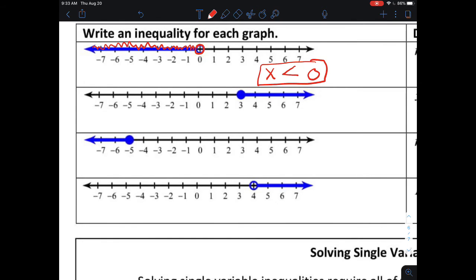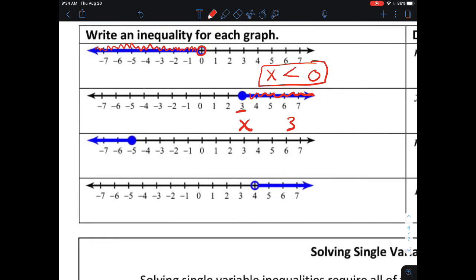Now the one right below it, this time we're starting at 3. 3 is at the very beginning of this number line, and we're shaded to the right. So I'll start with x and 3. The fact that we're shaded to the right means x has to include all numbers larger than 3, so the inequality sign opens towards the x. The solid circle means we include the 3, so I'm going to put a line under that inequality: x is greater than or equal to 3.